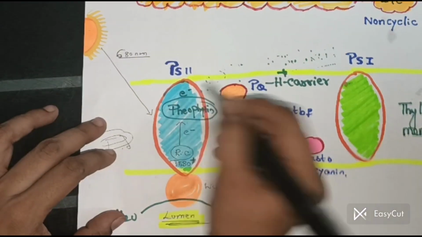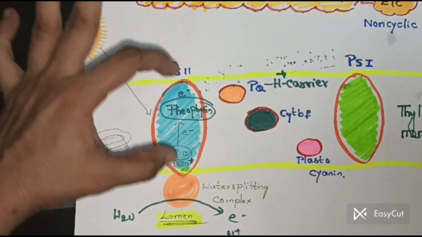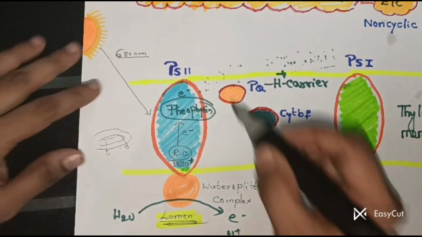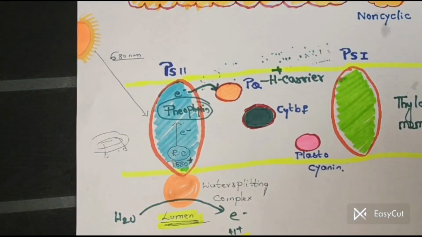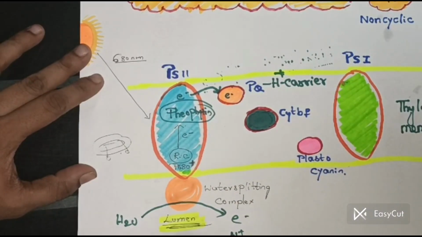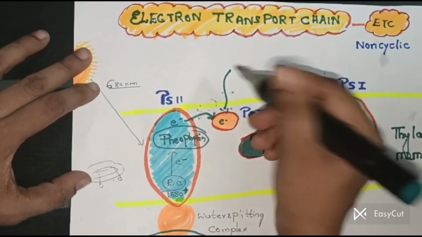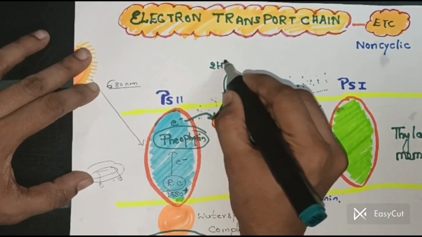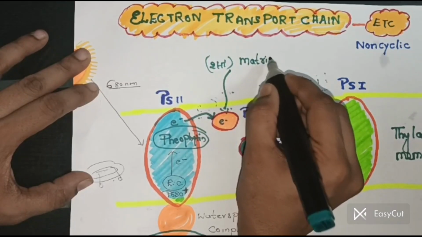Now the electrons are going from where to where? From the reaction center to the pheophytin, which is present inside the PS2. Now the electrons are given to the electron carrier, proton carrier, hydrogen carrier called plastoquinone. Now this plastoquinone is going to carry that electron from the PS2. Not only that, it's going to pick how many protons? 2 protons from the stroma or matrix.